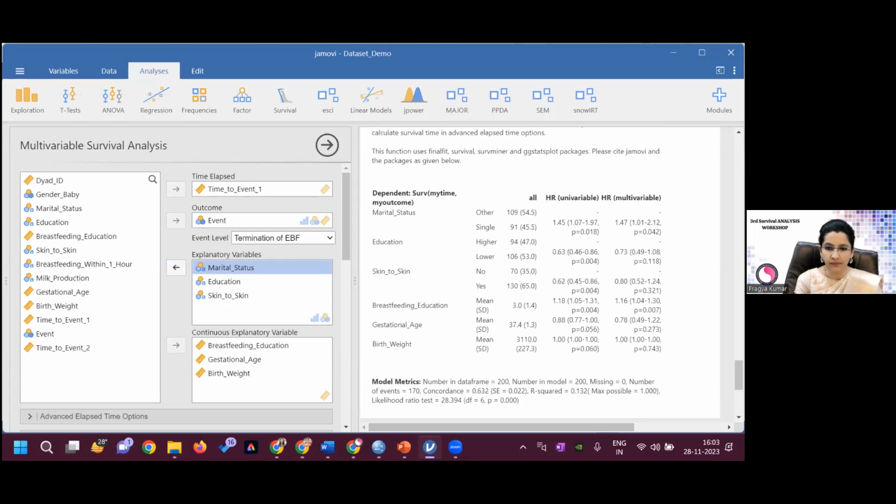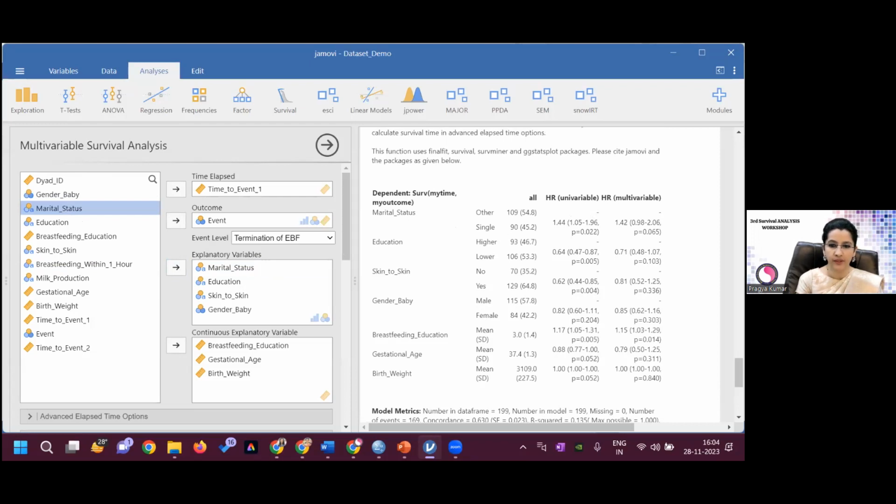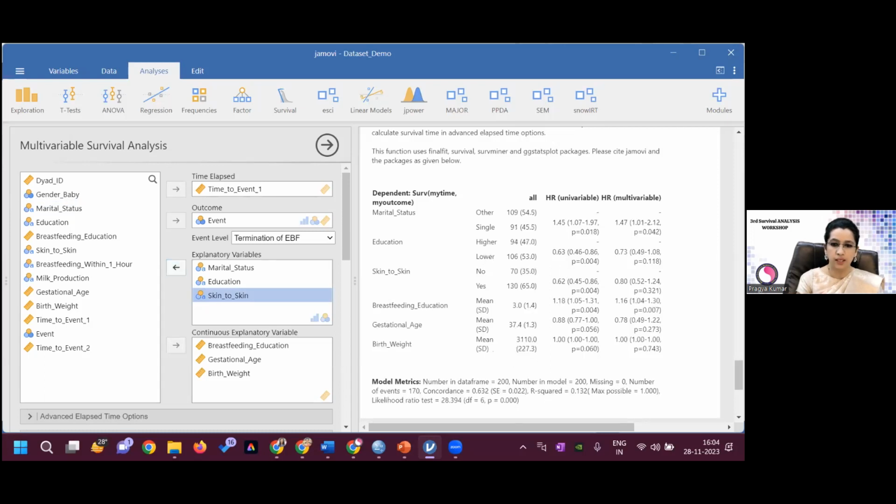If you remove this gender, because this was not significant, then again it will change. Like marital status, it has become significant now. If you have this gender, it was not significant. See, if the gender of the baby was there, this multivariable marital status was not significant. It was 0.06. But when I remove this gender, then you can see that it is now significant.